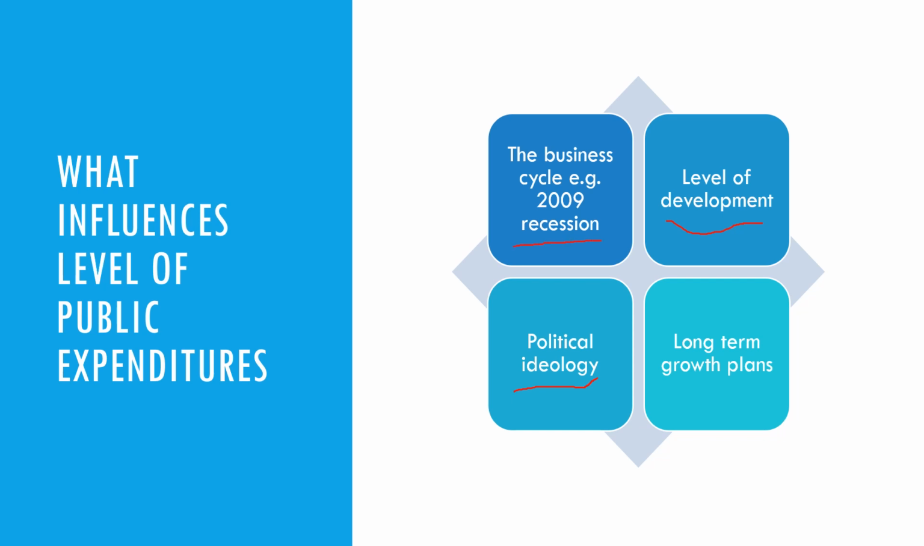We can sometimes see that there's an impact from the business cycle. For example, in the 2009 recession, we saw a big increase in government spending across many economies as governments tried to prop up the economies and deal with rising unemployment. Also, those countries that have ambitious long-term growth plans might see more public spending in order to finance those plans and create the infrastructure to achieve that growth.